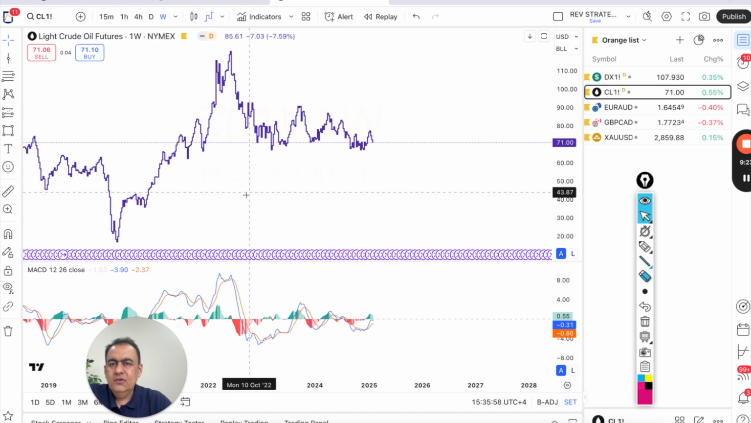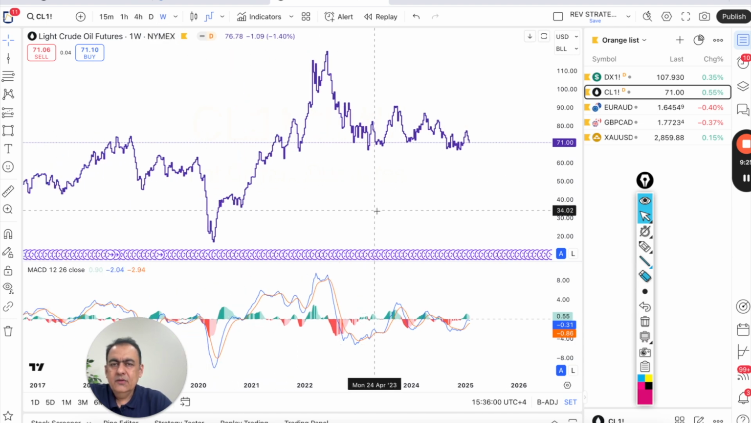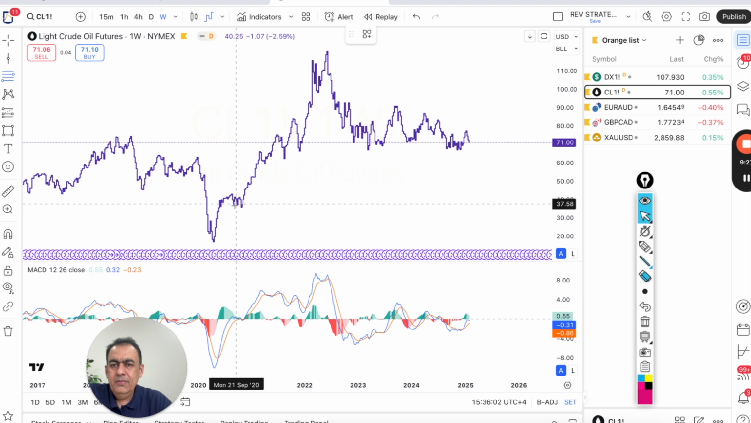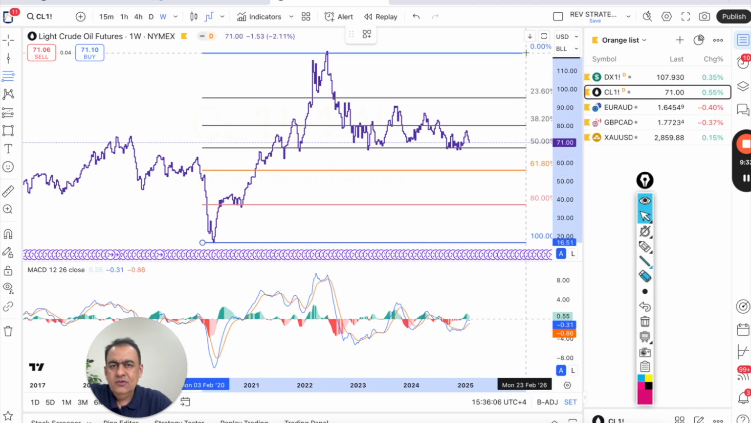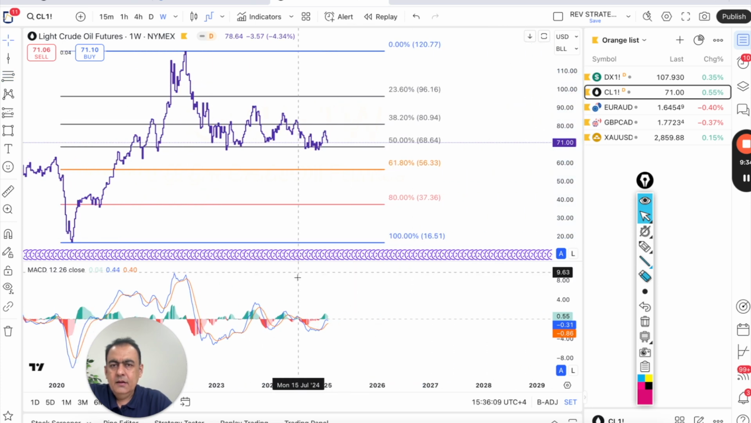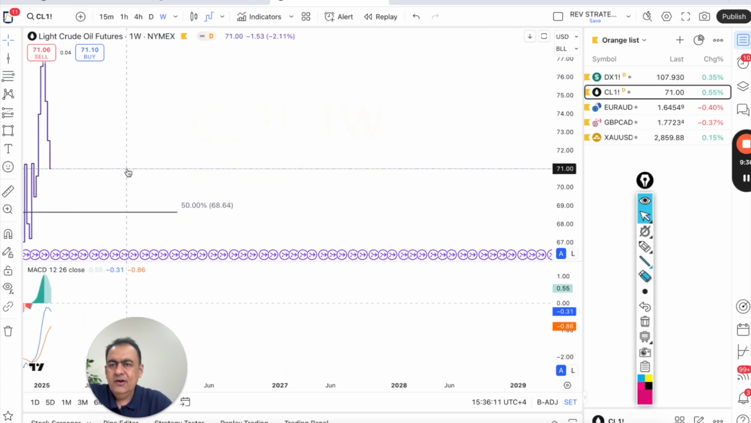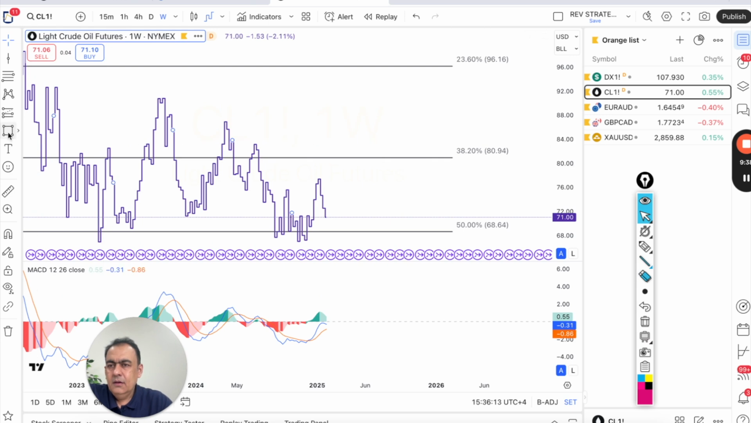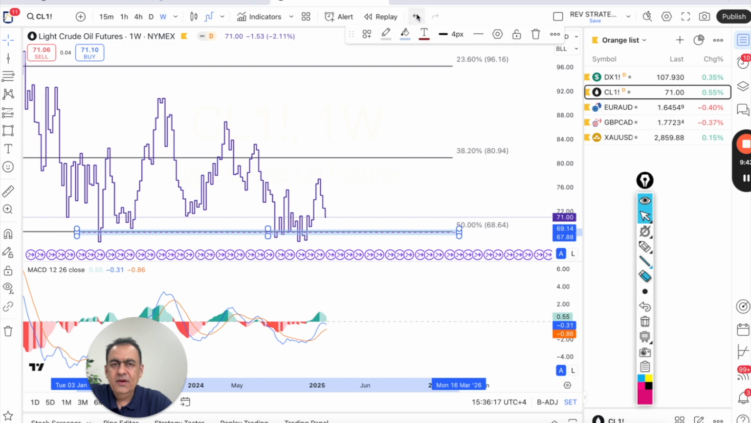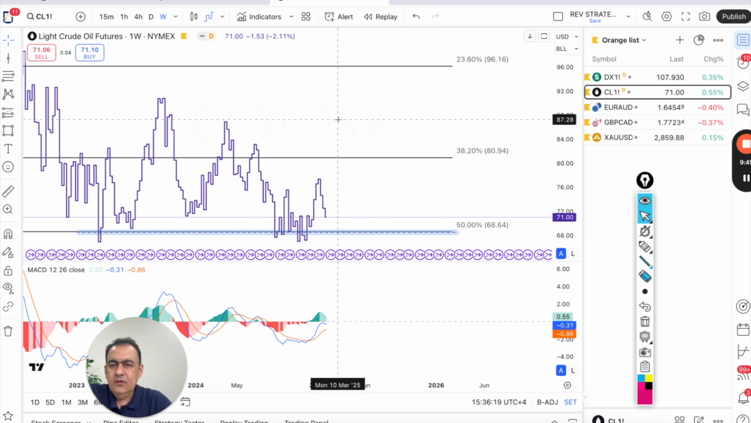Now I'll come to the weekly frame, and on the weekly time frame I'll mark fib retracement from the lowest to the highest. Now based on fib retracement, crude touched precisely 50% mark on the fib. It turned into support, and I've spotted here lower lows with divergence, and this is the break of structure.